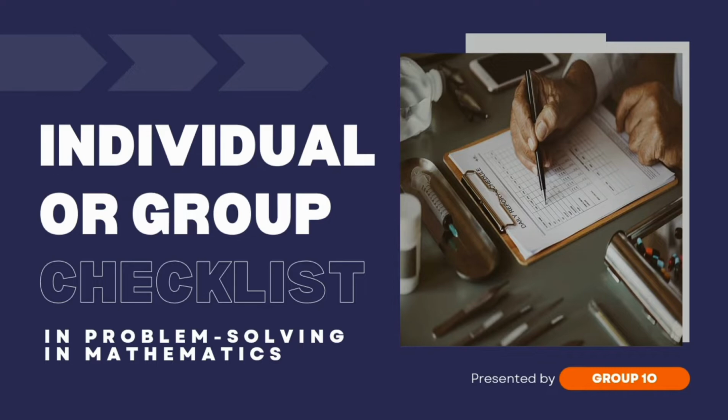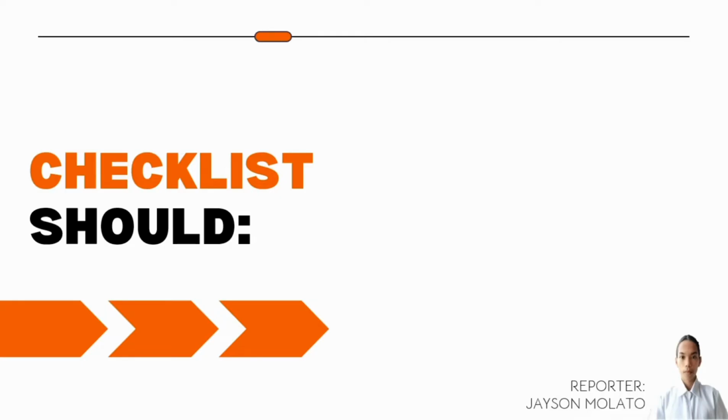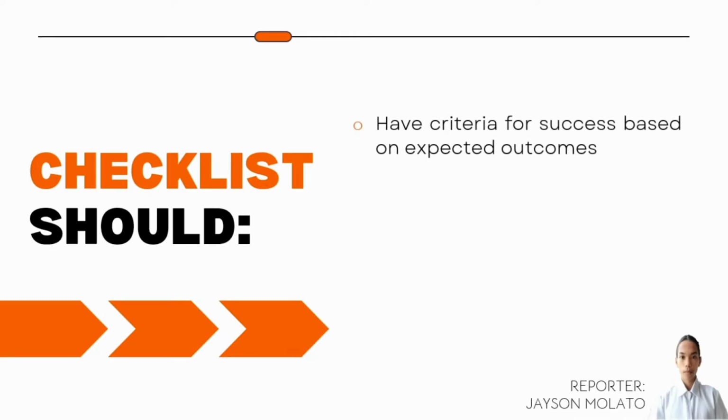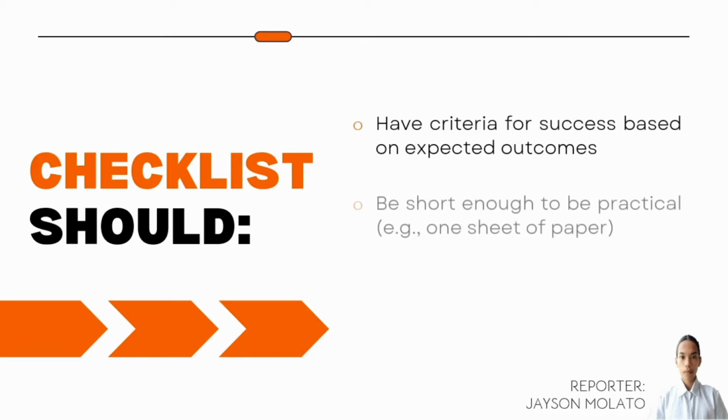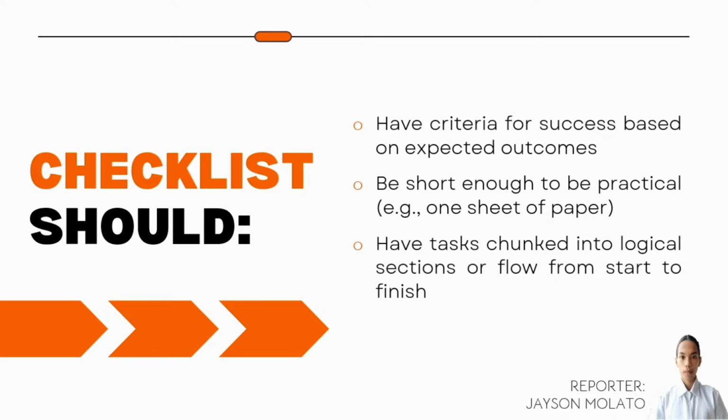Thank you for that, Ms. Beltran. Now we are going to tackle the characteristics of a checklist. The checklist should have criteria for success based on expected outcomes. Be short enough to be practical, like for example one sheet of paper. Have tasks chunked into logical sections or flow from start to finish. And it highlights critical tasks.